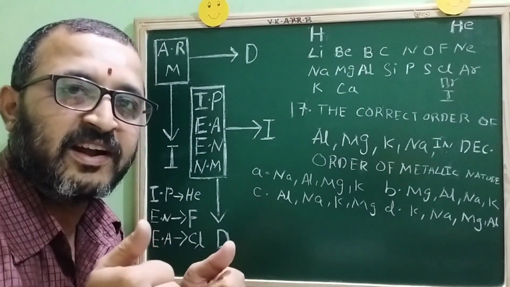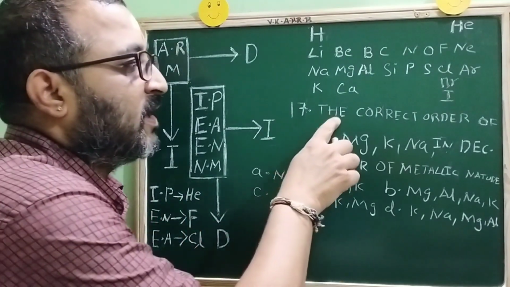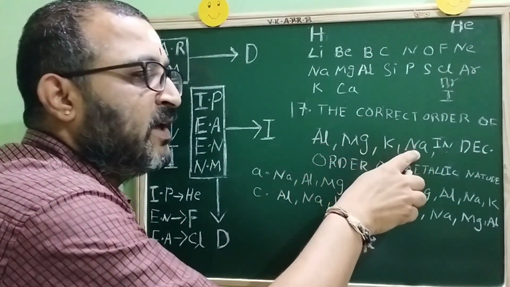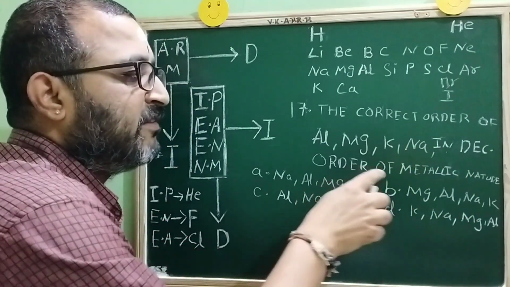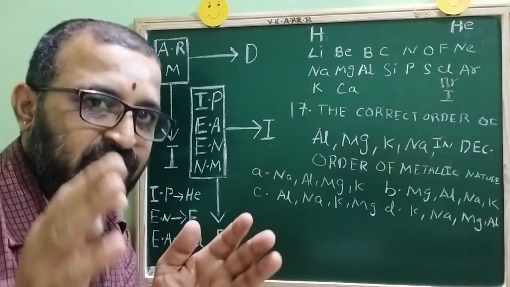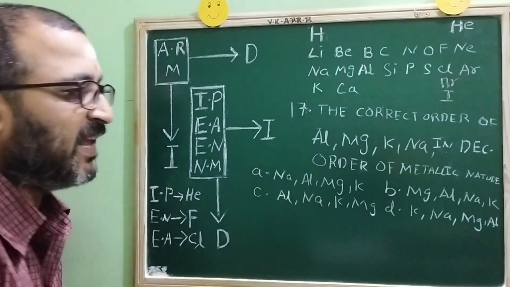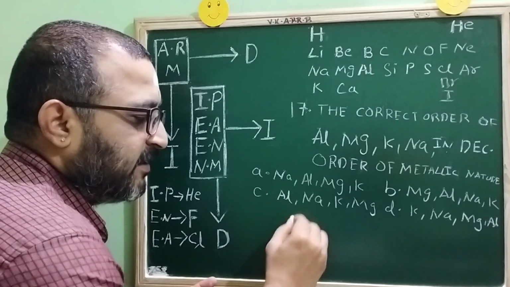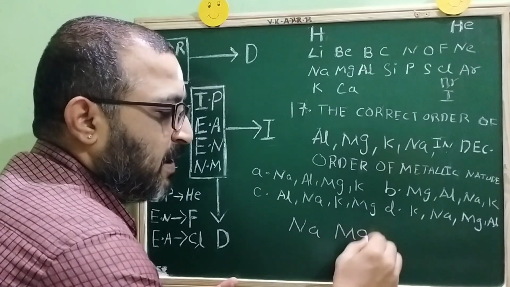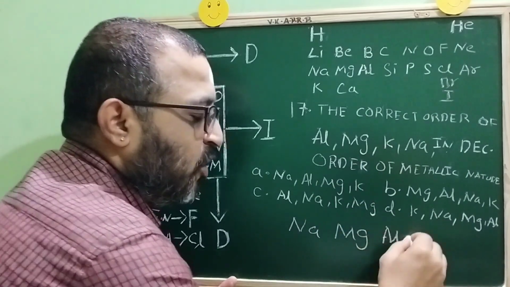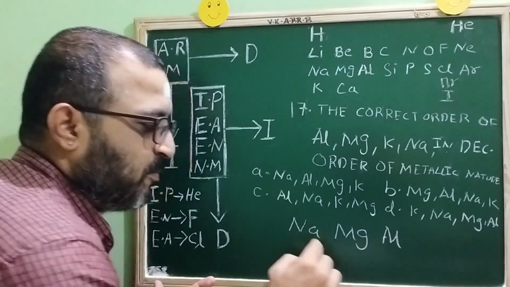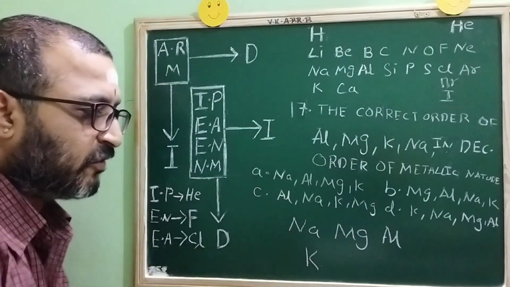Okay, children, let us move to the next question. The correct order of aluminium, magnesium, potassium, and sodium in decreasing order of metallic nature, right, children? Now we'll arrange all these elements just like how they appear in the periodic table. When I do that, it is something like this: sodium, and then magnesium, then aluminium. We have missed out one more element. Yes, potassium. Yes, we all know that potassium will come below sodium.